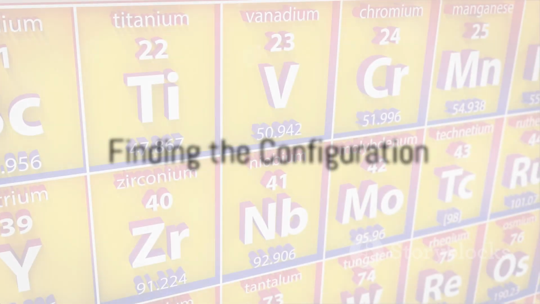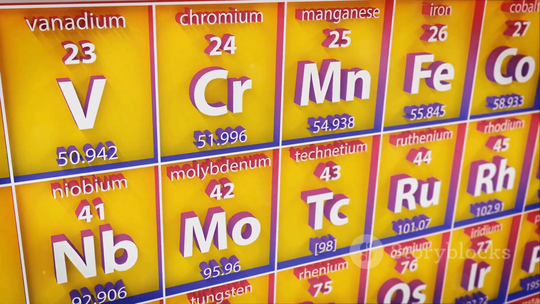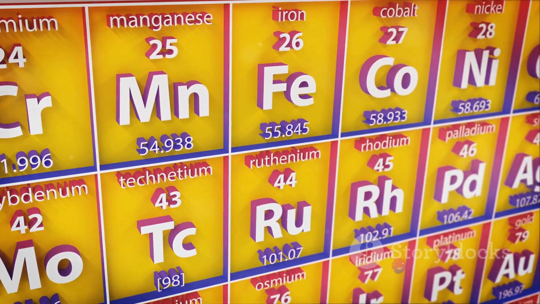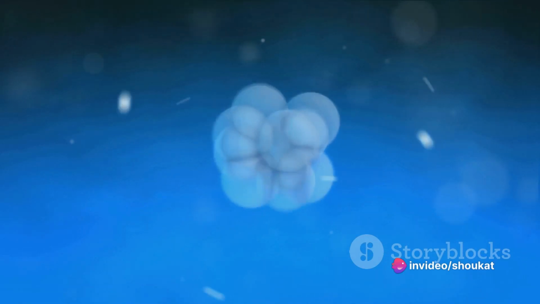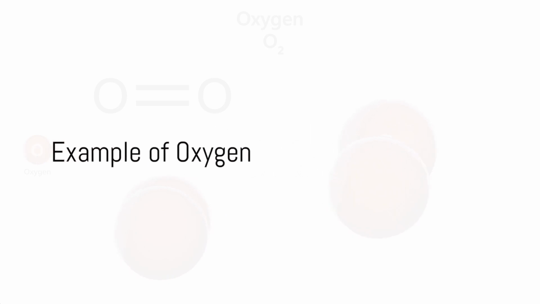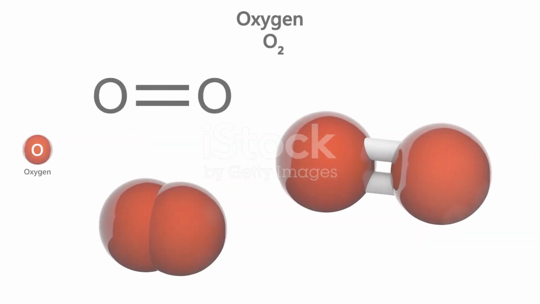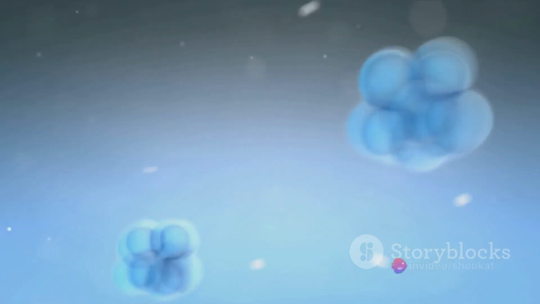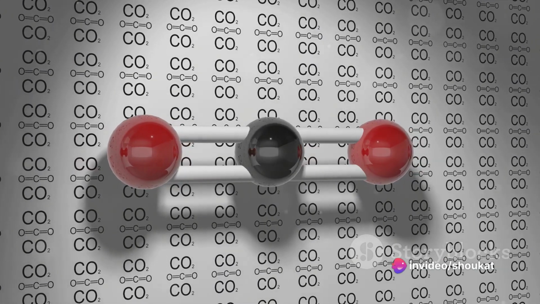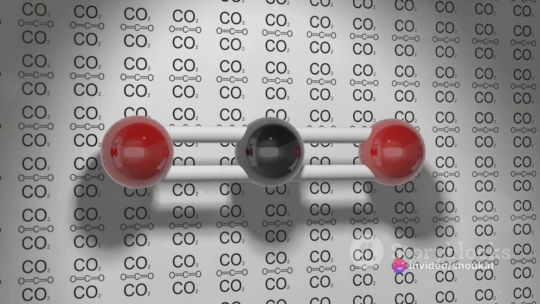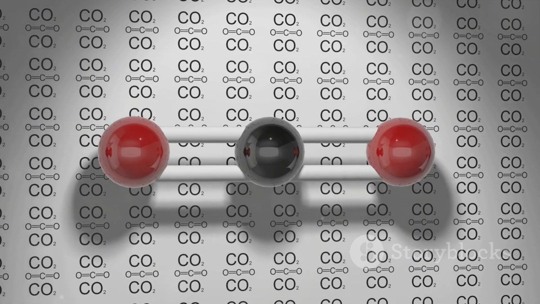To find the electronic configuration of an atom, one needs to know the atomic number, which is the same as the number of electrons in a neutral atom. Then, following the principles mentioned before, the electrons are placed in the shells and subshells. For instance, consider an atom of oxygen, which has an atomic number of 8. The first 2 electrons will fill the first shell. The next 6 electrons will fill the second shell, giving oxygen an electronic configuration of 2 and 6.